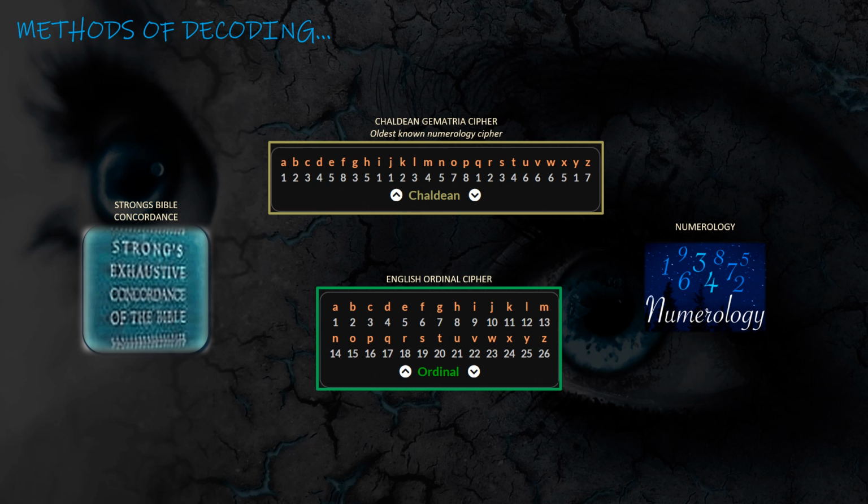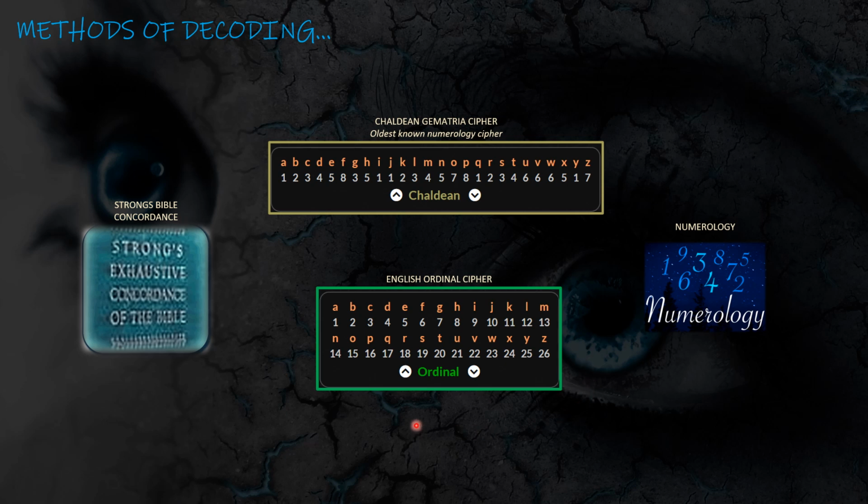My methods of decoding include the Chaldean Gematria cipher. That cipher is based on the numbers 1 to 8. This is the oldest known numerology cipher in the world. It is grouping up the letters based on their phonetics, which is their sounds, similar to the musical scale 1, 2, 3, 4, 5, 6, 7, 8, and do, re, mi, fa, sol, la, ti, do, where the 8th do is the octave. This cipher generally gives us scores from 0 to about 120, and it pairs very well with the English ordinal cipher, and that is a very simple cipher where A equals 1 and Z equals 26.